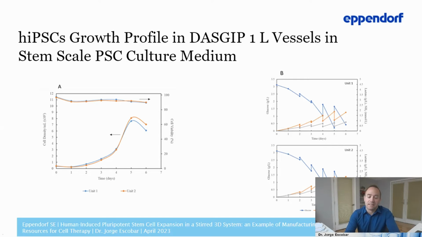I want to highlight here that the cell viability was higher than 90% up until day 5. It's also important to highlight the high reproducibility obtained in this run from both bioreactors using our controller. Furthermore, we determined the consumption of glucose and the production of lactate and ammonia, as you see in Figure B, while maintaining the concentration of these metabolites below 2 grams per liter and 2 millimole per liter, respectively, during the whole run.